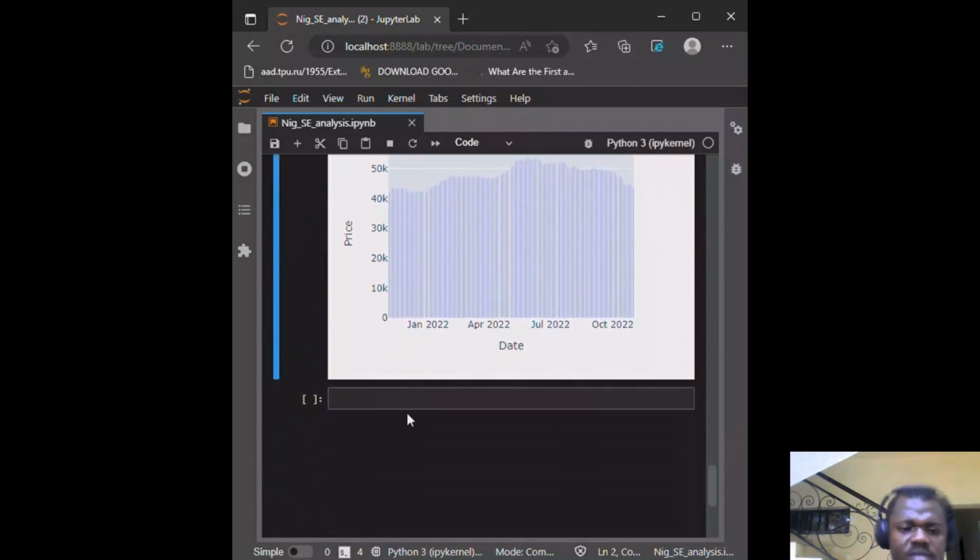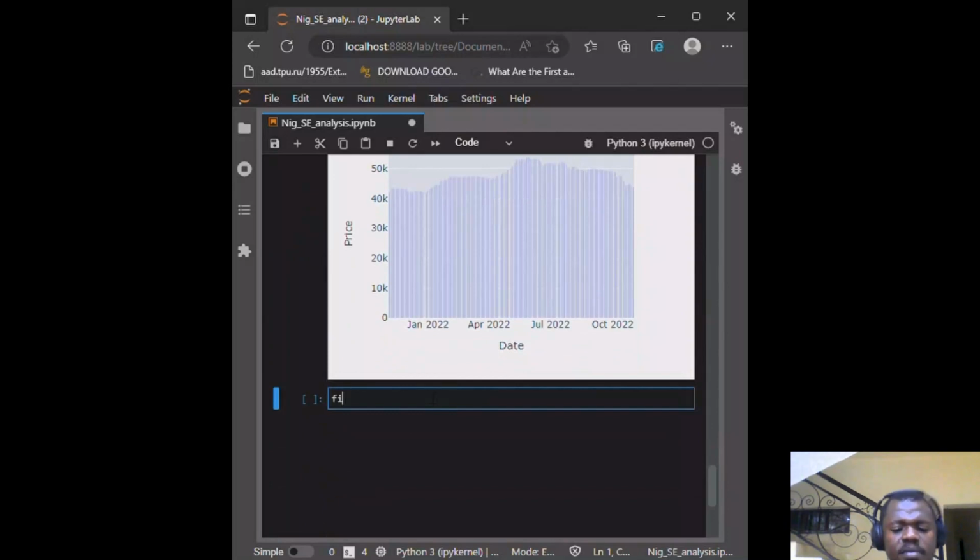But not just that, we can also do the same thing with px.line. We can also do the same thing with the line graph. So data, x equal to date, y equal to price, title equal to Nigeria stock market.